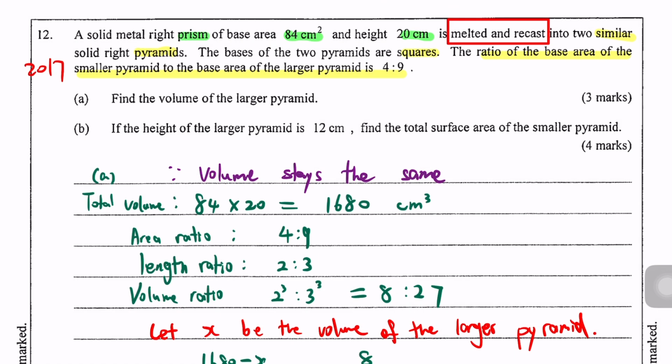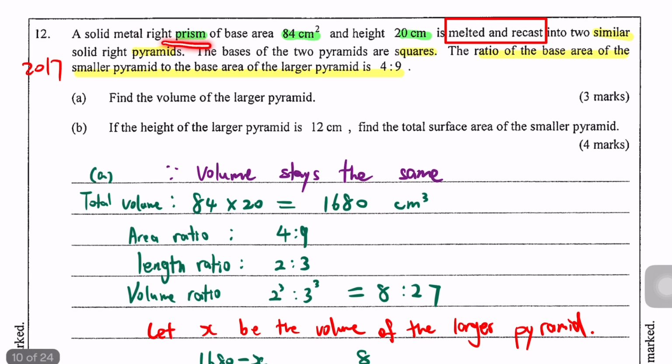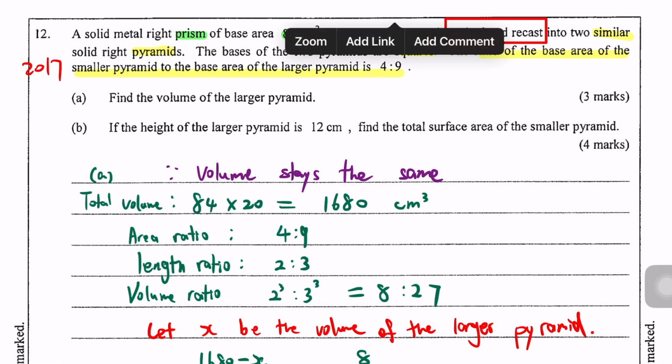2017's paper. So this year we have a prism. Prism is basically base area times height. So it gives the base area and the height to you. And now it's melted and recast. So the volume stays the same.